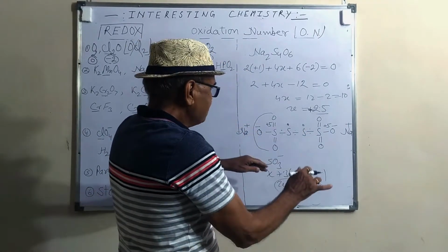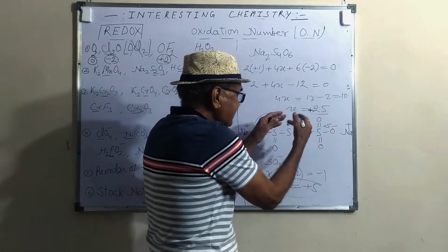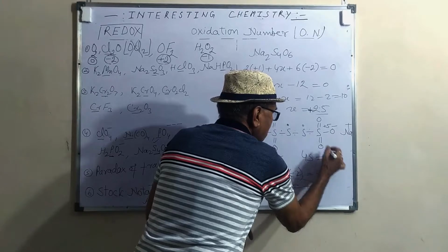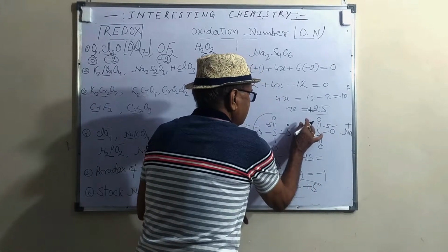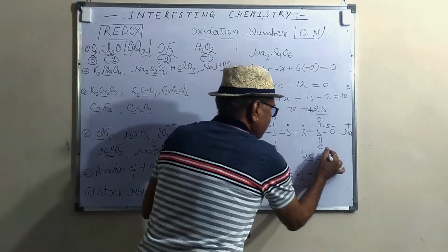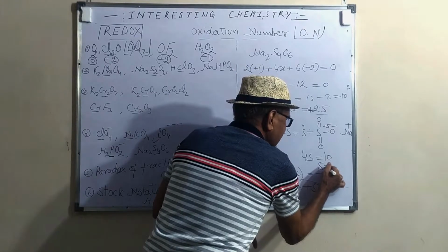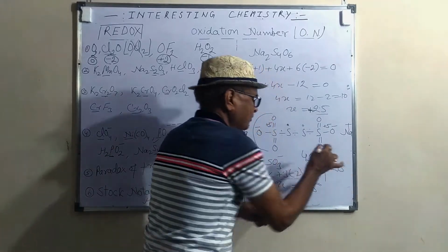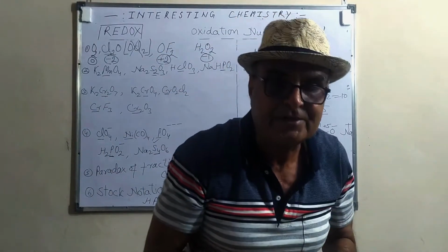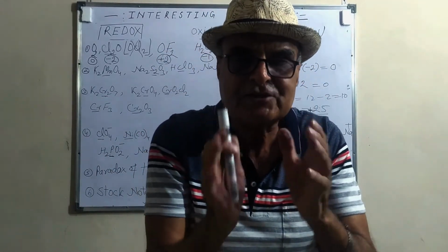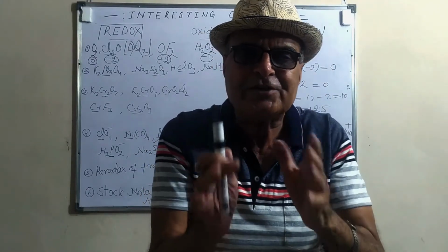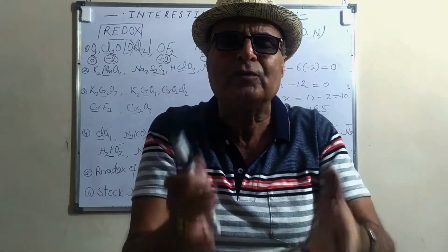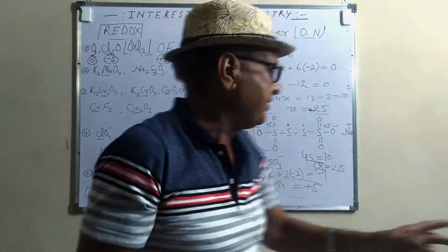In this way, as an average over the 4 sulfurs, the total oxidation number is 5 plus 0 plus 0 plus 5, which is 10. So the oxidation number of S is equal to 2.5. This is the average. The fractional oxidation number is the average over all the atoms found in that compound. So it is the paradox.